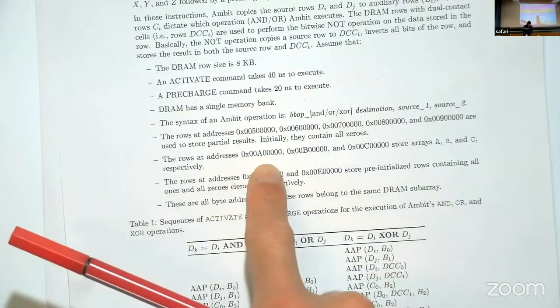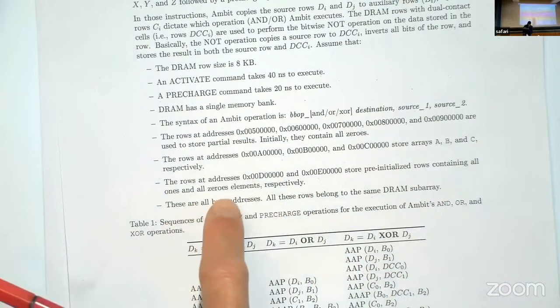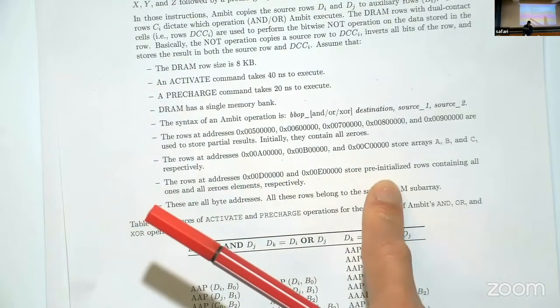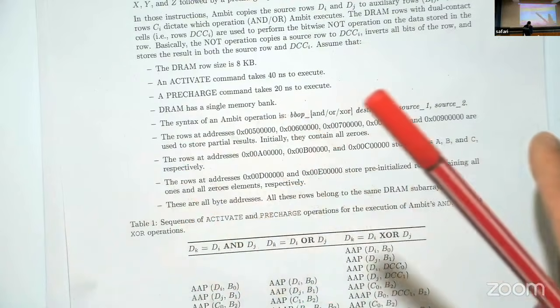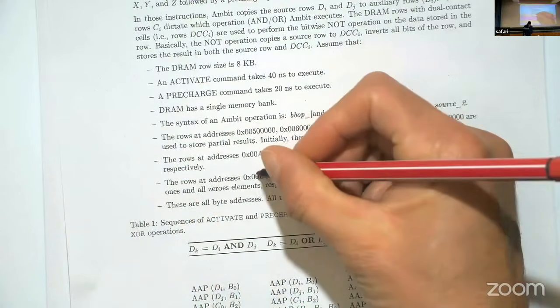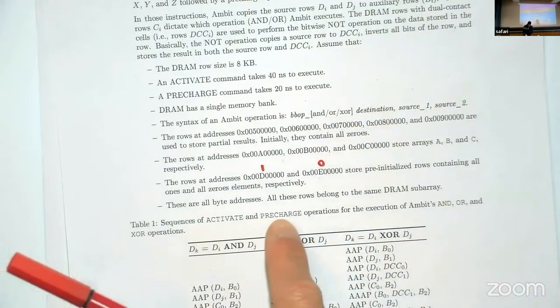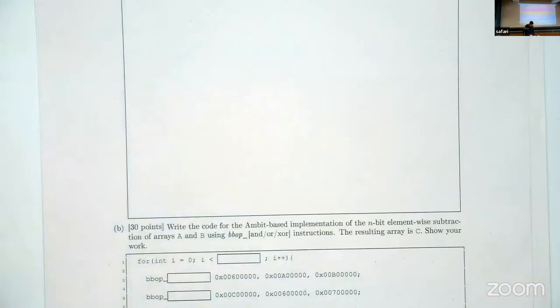The rows at addresses A, B, C store arrays A, B, and C. And the rows at addresses D and E store pre-initialized values containing all ones and all zeros, respectively. So this is with 1, this is with 0. They are all byte aligned, and now everything belongs to the same DRAM row. So after reading these 2 pages of question, you can start doing the question.